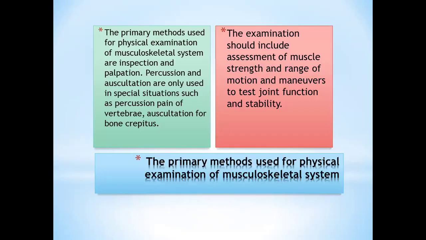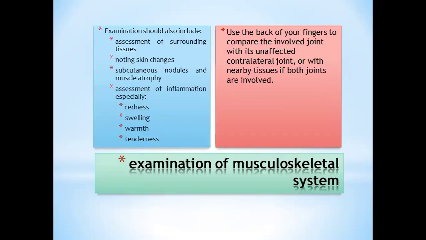Primary methods of physical examination of the musculoskeletal system are inspection and palpation. Percussion and auscultation are only used in special situations, such as percussion pain or vertebrae auscultation for bone crepitus. The examination should include assessment of muscle strength and range of motion and maneuvers to test joint function and stability.